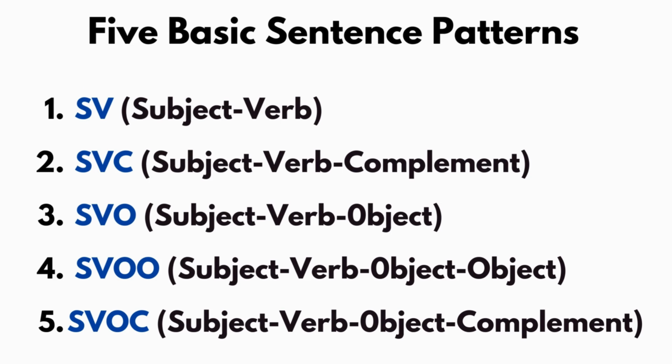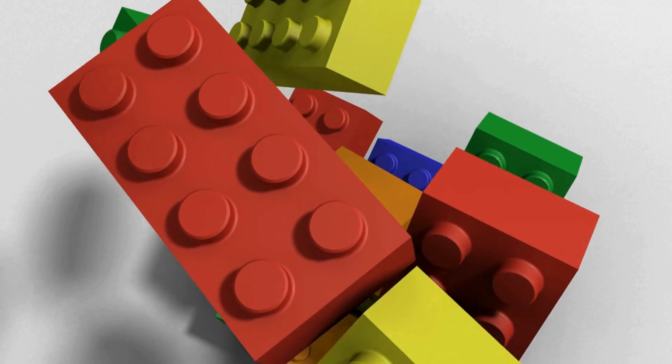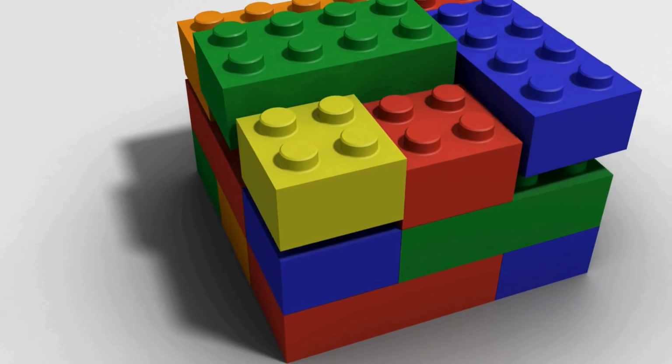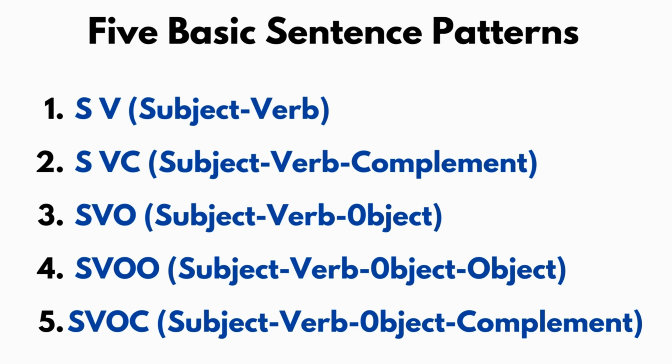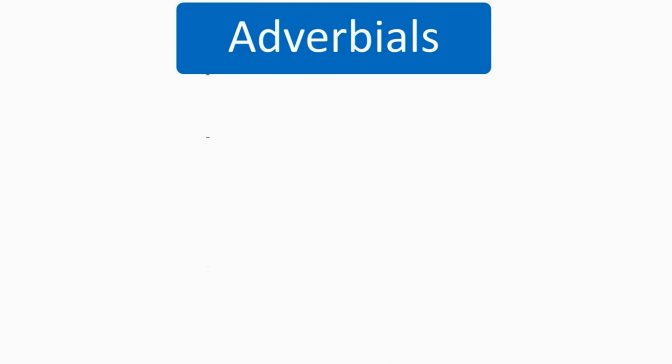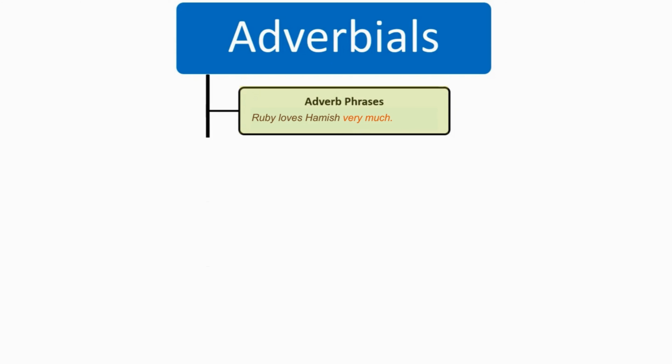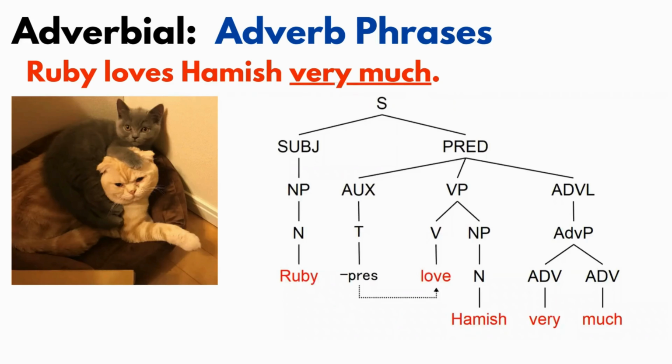And in the Japanese EFL context, these 5 patterns have often been presented to students as the grammatical building blocks upon which increasingly complex constructions can be built. And the key resource for building more complex sentences is the adverbial. The adverbial category is a kind of grab bag of sentence constituents that can be tacked on to the 5 sentence patterns, enabling speakers and writers to communicate more detail and nuance. One simple adverbial is adverb phrases. In the example sentence, you can see very much is just tacked on to the end of an SVO construction. Hamish loves Ruby. And here's the tree diagram.